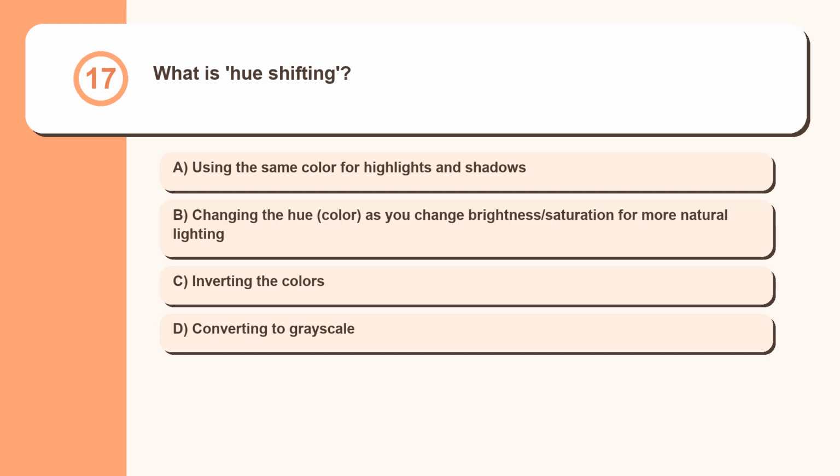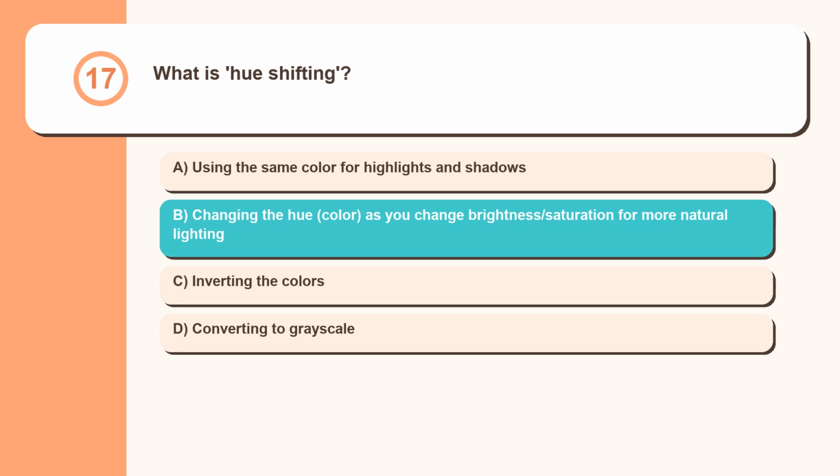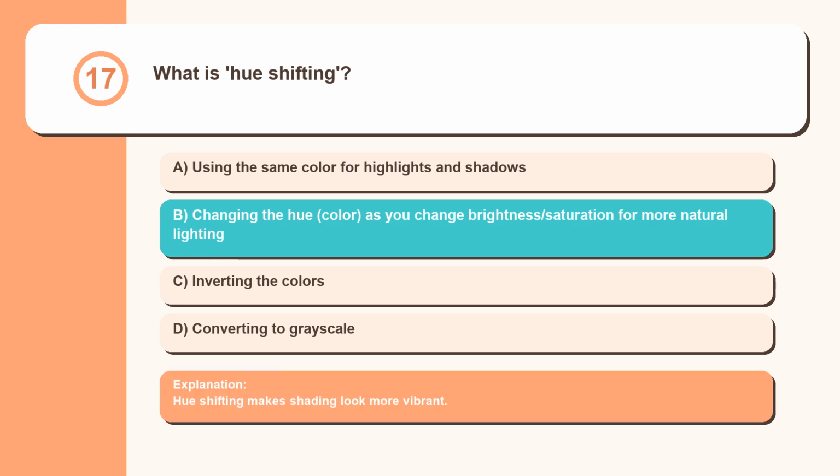Question 17. What is hue shifting? Using the same color for highlights and shadows. Changing the hue, or color, as you change brightness and saturation for more natural lighting. Inverting the colors. Converting to grayscale. Hue shifting makes shading look more vibrant.